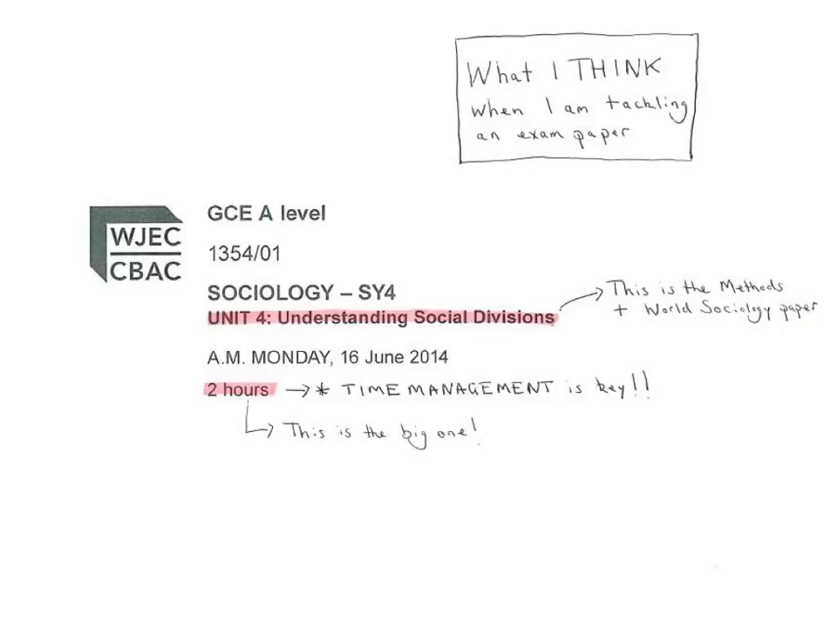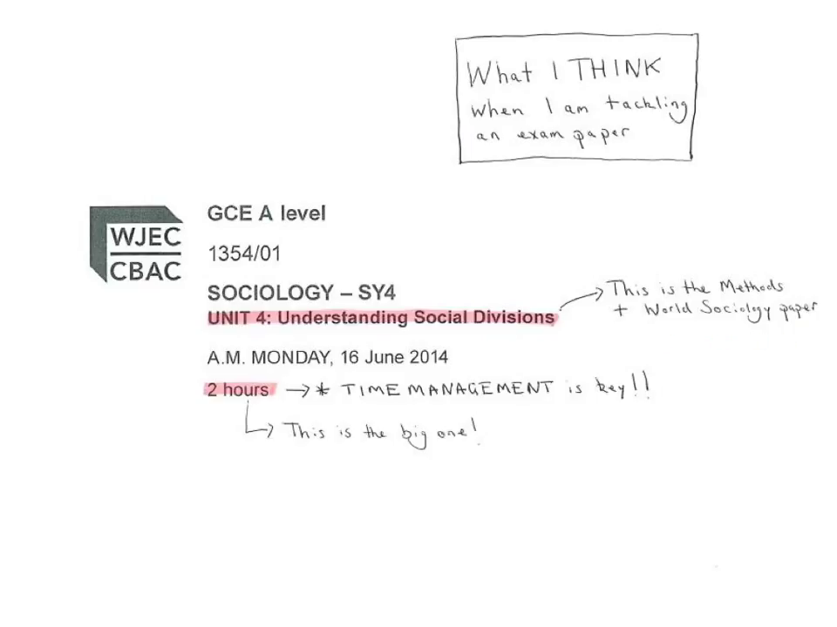So the idea of this video is to talk you through the types of things that I would be thinking, and that you should be thinking, question by question in the SY4 exam. First thing to note about this paper is it's called Understanding Social Divisions, and this is the paper that has the sections on research methods and world sociology.